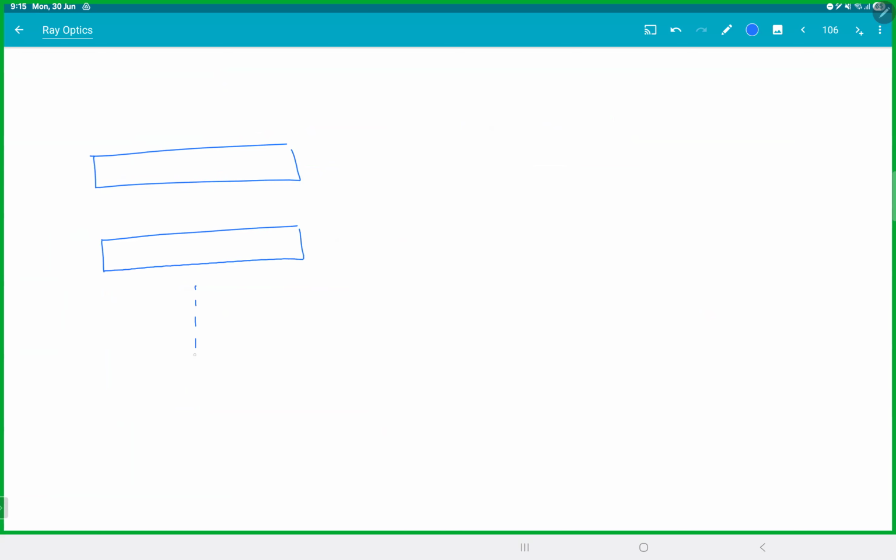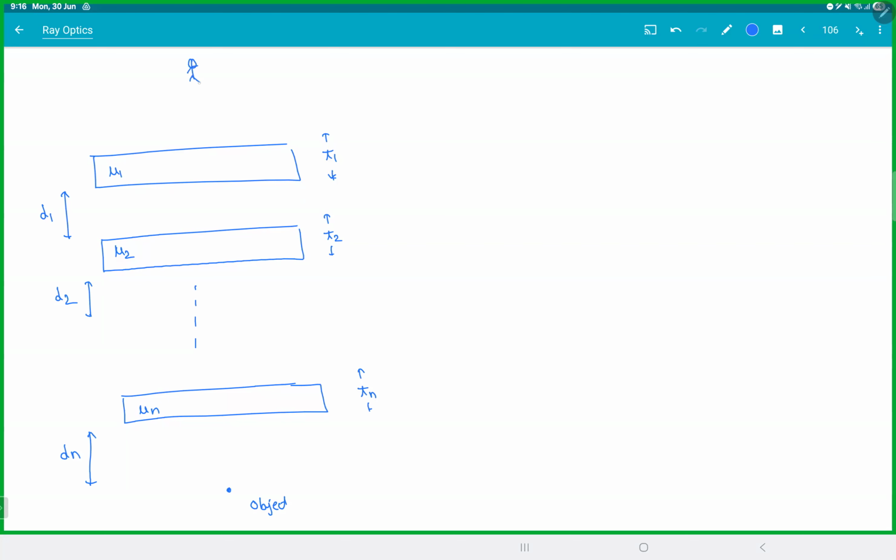And let's say we have multiple slabs. Mu1, mu2, up to mu n. Thickness is T1, T2, up to Tn. Let the distance between them be D1, D2, up to Dn. Let the observer be here, and this is H.